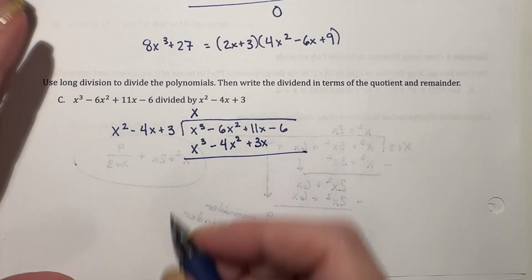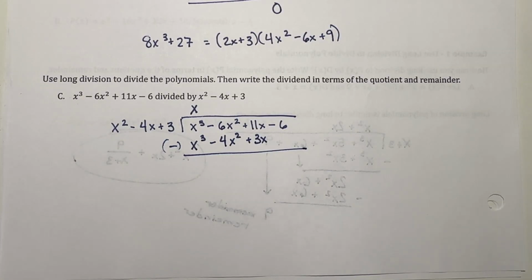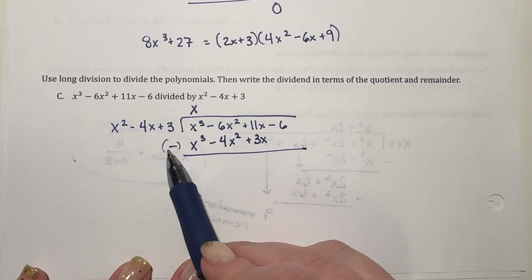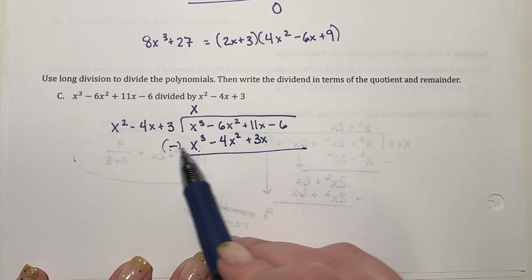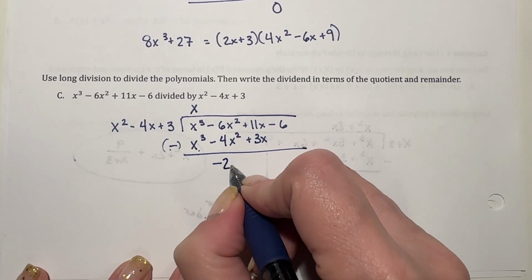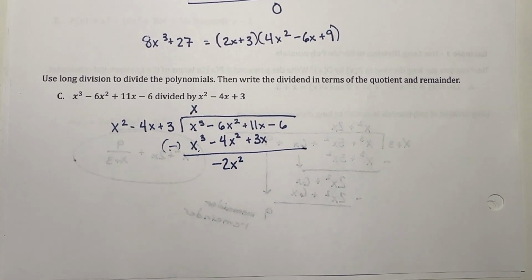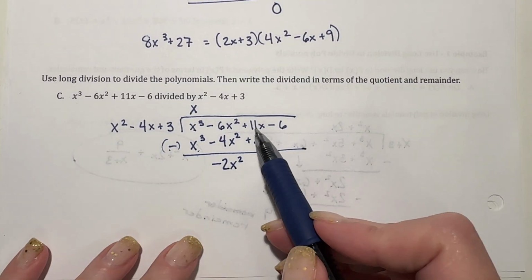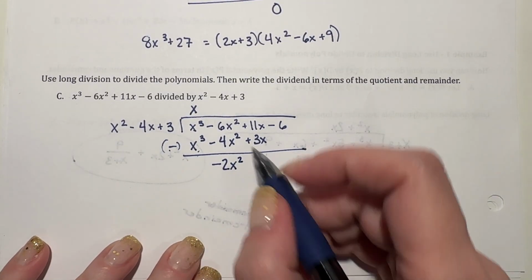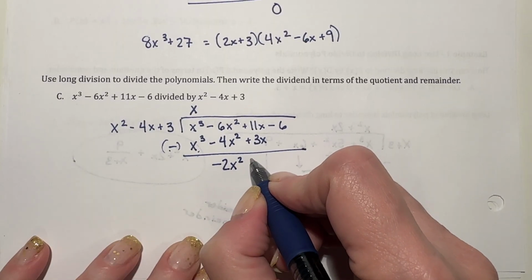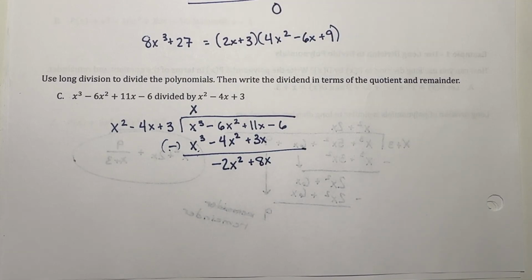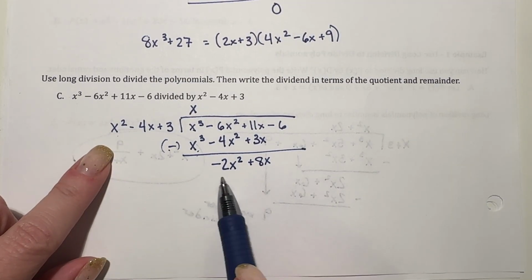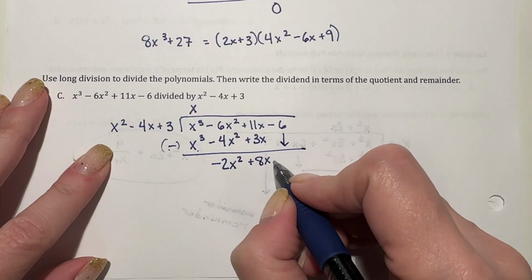Here's the hard part. You have to remember to subtract. Everybody remembers to subtract the first term, and then they start adding the second one. So 1 minus 1, 0. You have no more x cubes. Negative 6 minus negative 4 is negative 2x squared, not negative 10. Don't add. 11 minus 3 is going to be positive 8x, not 14. You have to subtract. Now, that's a trinomial. This is a binomial. So let's bring a number down so they match.